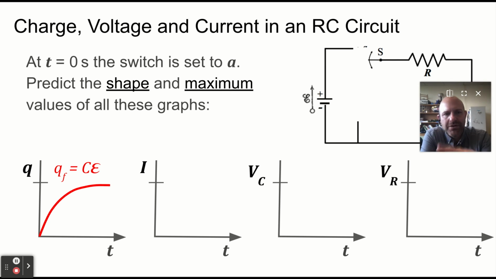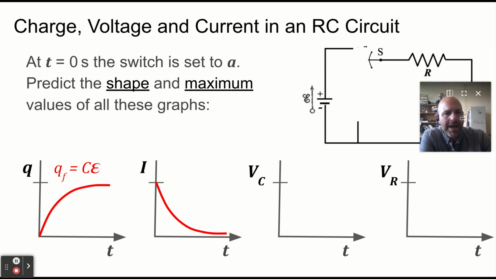But at time 0, the switch is set to close. What is the shape and the maximum values of all of these graphs? Well, we know that the charge grows until it gets to a certain value. We know that the current starts out high and decays down.